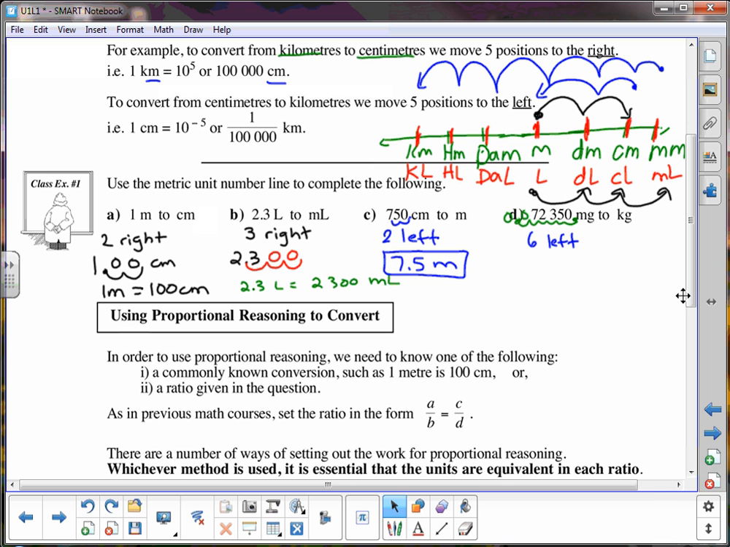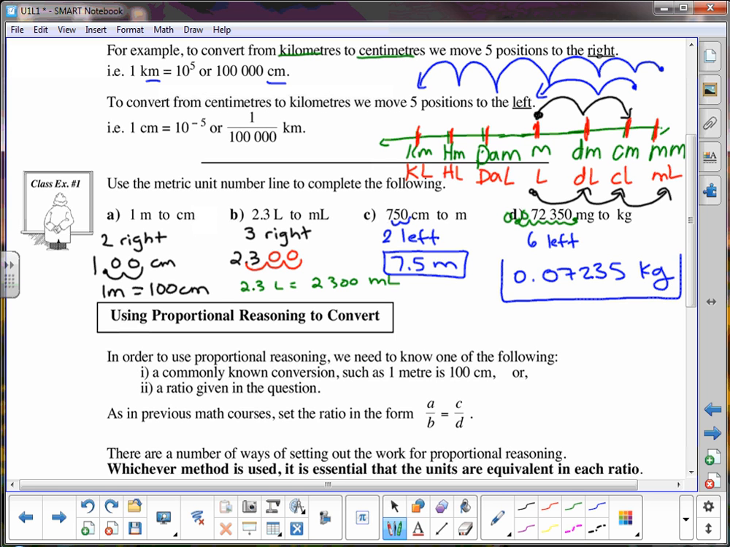And instead of going .0, it's always better to go 0 decimal 0. So 0 decimal 0, 7, 2, 3, 5, and we don't have to have that last 0. We're not worrying about things like significant digits right now. So there you go: 0.07235 kilograms, and that's it. That's what's nice about metric: the number line is very easy to use.